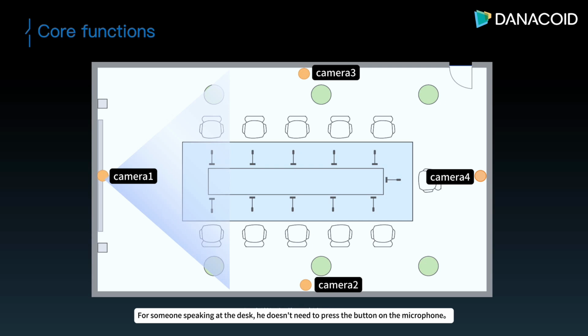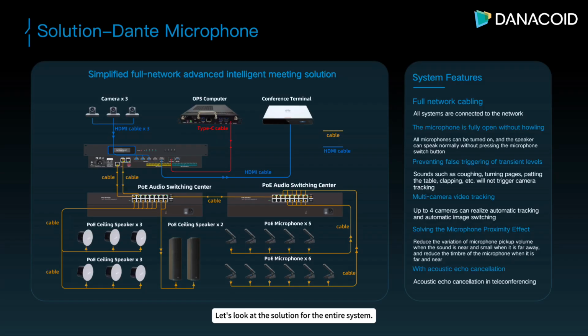For someone speaking at the desk, he doesn't need to press the button on the microphone because all the microphones are turned on at this time. He just needs to speak into the microphone. At the same time, our system can ensure that when there is a cough or short response, the camera will automatically recognize it and not track. Let's look at the solution for the entire system.